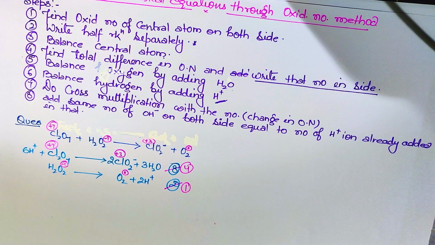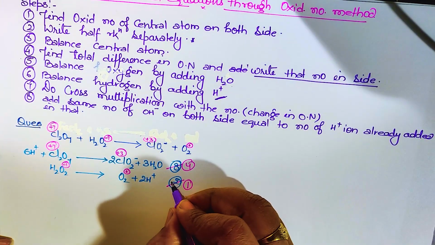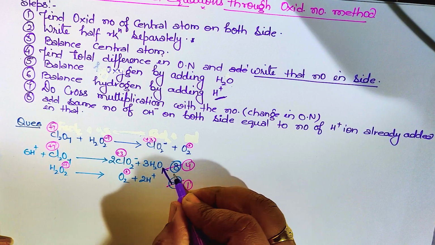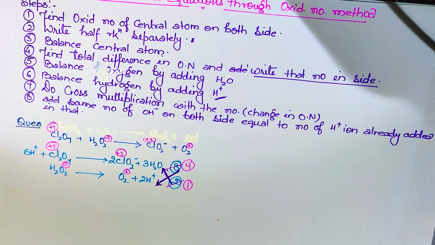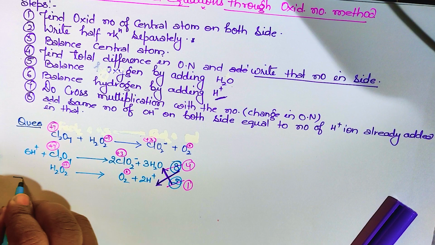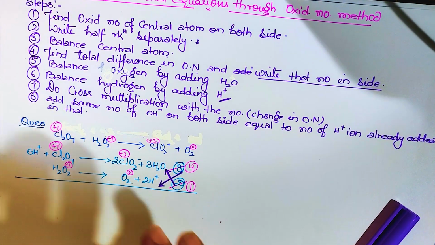Here a very important thing we have to do, that we don't have to just multiply by such a number, we have to just do the cross multiplication. This is the important point, and this is the difference between the oxidation number method and the ion electron method. There is only this difference. So now cross multiply and then add it.